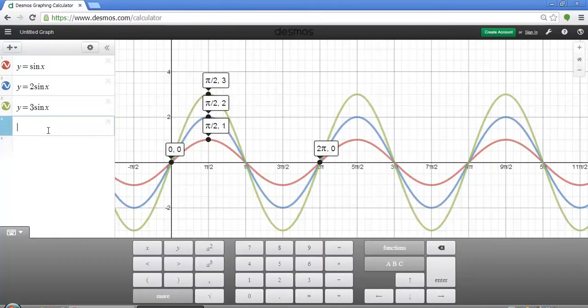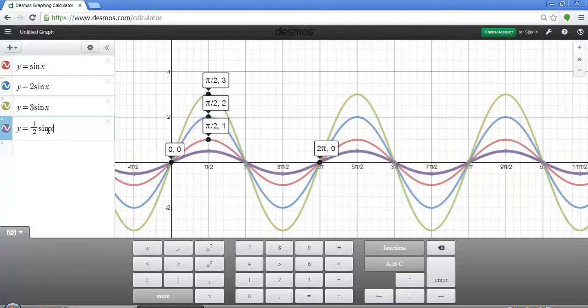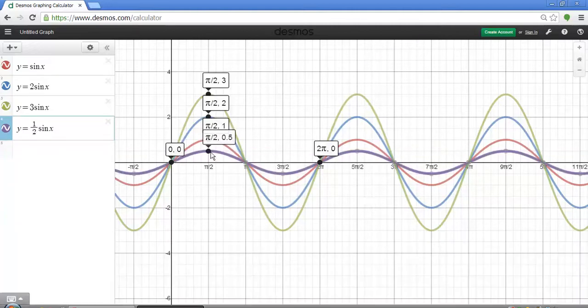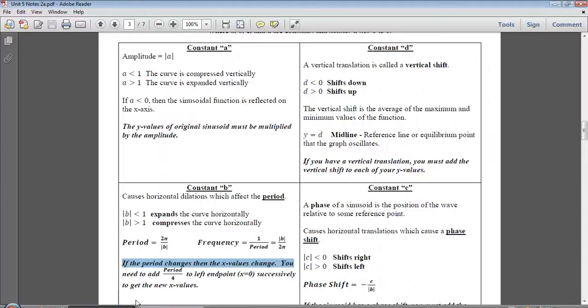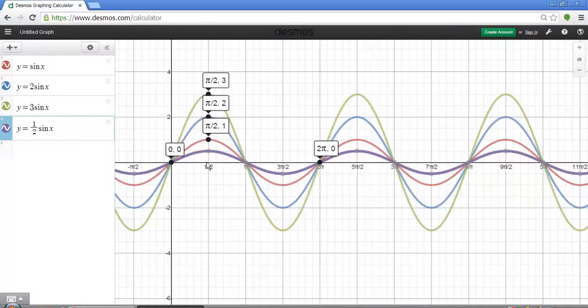What happens when A is less than 1? So what happens when it's 1/2 sine x? Well, it's going to be half of the original curve. You see, it only goes up to 0.5, and down to negative 0.5. So what's happening here is that the amplitude is not changing the x values, it's changing the y values. If it's bigger than 1, it's going to make it taller. If it's less than 1, it's going to make it shorter. Alright, so that's A. It changes the amplitude. Just to emphasize, the amplitude is the midline to the peak. So here the amplitude is 0.5. For the original curve, the amplitude is a 1.